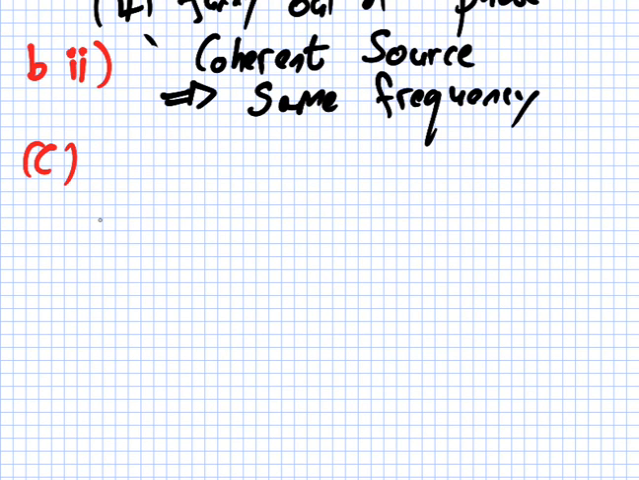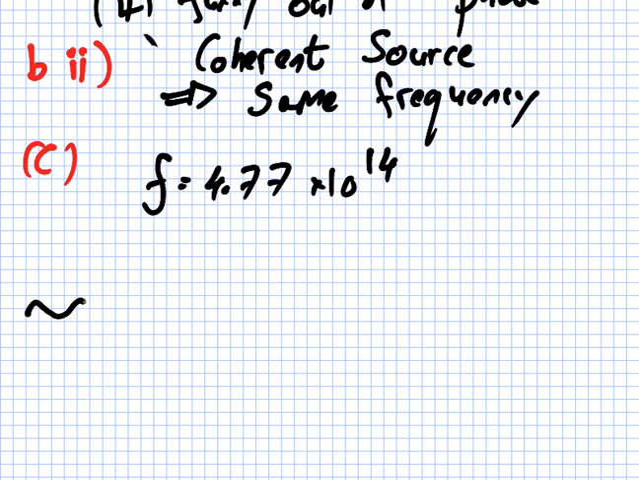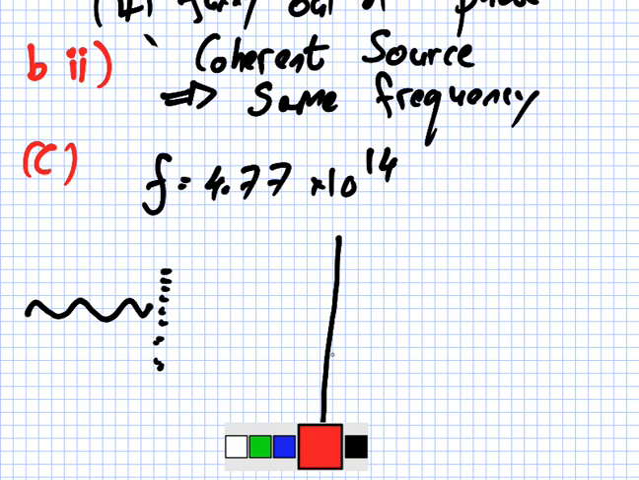Now part C, we have some calculations. So we have Young's double slit, we have our frequency, 4.77 times 10 to the 14, sorry, 14. And we have our light, and then it passes through a narrow slit, and then passes through 2 narrow slits. So basically our diffraction grating here. Okay, and then there's the wall.